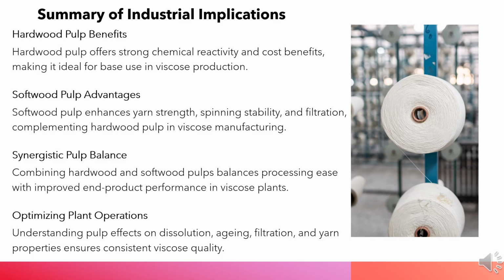Understanding how each pulp type affects dissolution, aging, filtration, spinning, and yarn characteristics is crucial for optimizing plant operations, ensuring consistent viscose quality, and meeting textile performance demands.